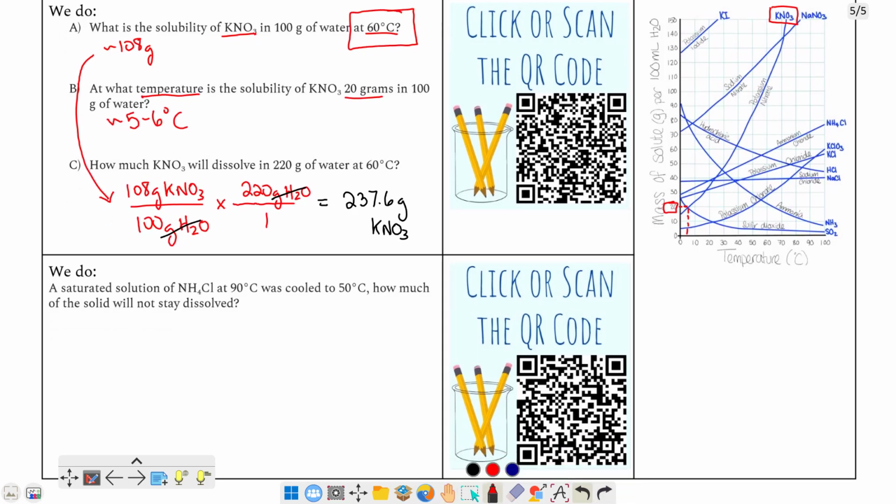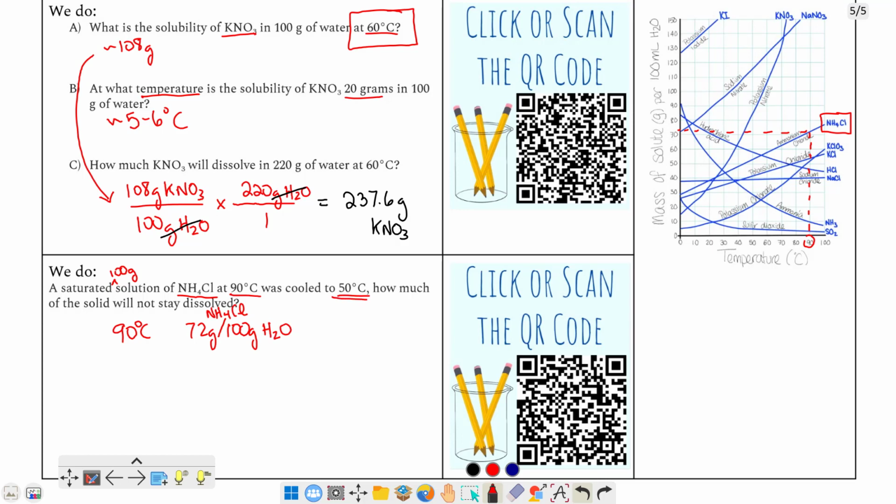All right, we've got one more problem to go. We have a saturated solution of NH4Cl. Let me go ahead and go back to my graph and clean that up, because NH4Cl is this line, and we have it at 90 degrees, and it's being cooled to 50 degrees. And so we want to know how much of the solid will not stay dissolved. Well, let's read the graph. At 90 degrees, let me come up and find that solubility. We're going to come straight across. I'm going to estimate that at 90 degrees, 72 grams will dissolve. I think your paper right here says 100 gram solution. So that's 72 grams in 100 grams of water. And then we're cooling it down to 50 degrees.